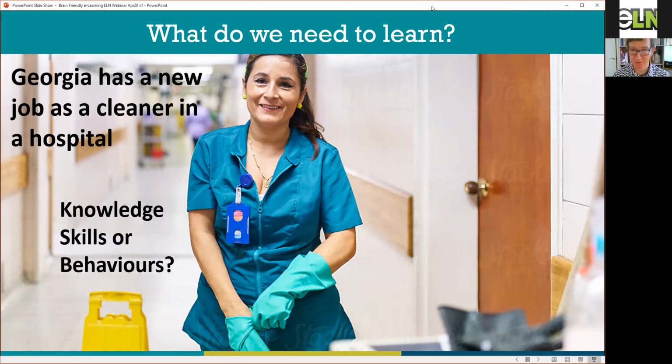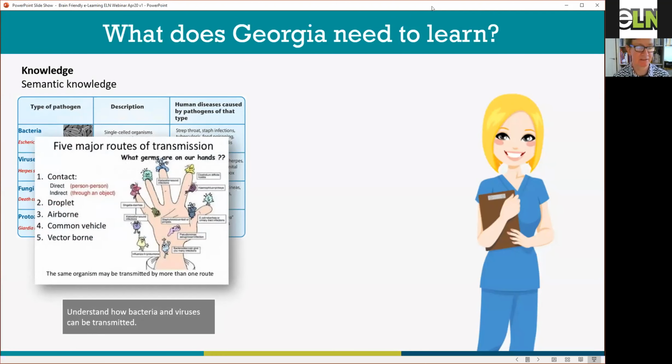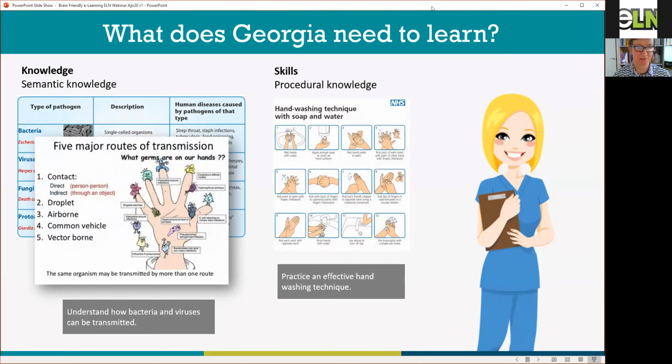But let's see why that matters. First of all, what does Georgia need to learn? Well, she may need some knowledge. She probably needs to know a little bit about the things she's up against. In a hospital setting, the bugs and germs that can cause big issues in hospitals, and maybe about the different transmission routes. Now, she doesn't need to know that in order to write an academic paper. She needs to know that in order to apply some skills. For example, one of the skills might be hand washing. You could just say she doesn't need any knowledge, let's just teach her how to hand wash properly, and that's fine.